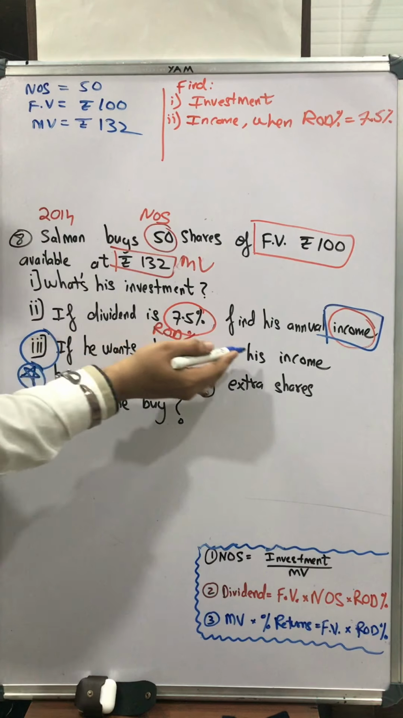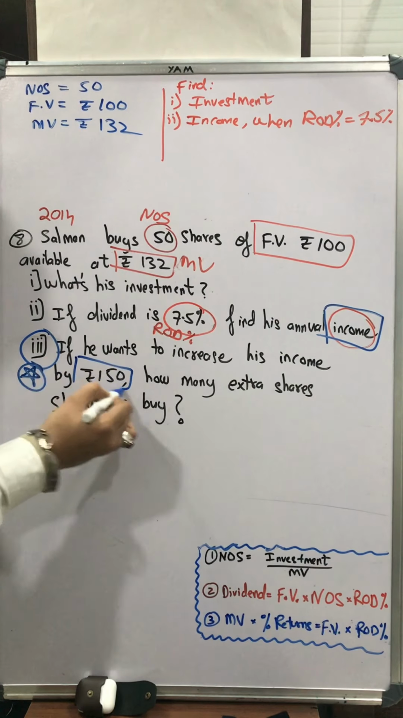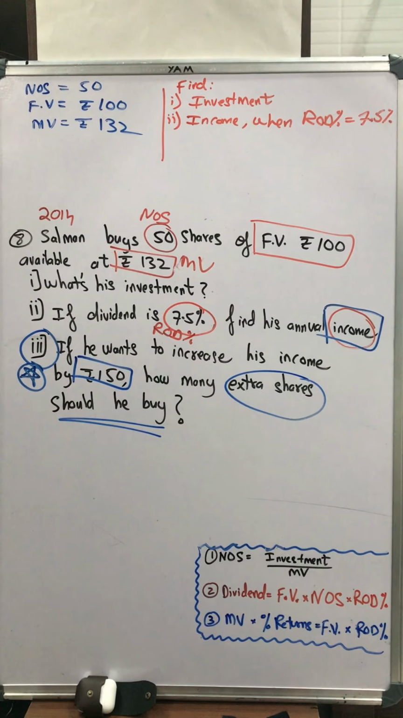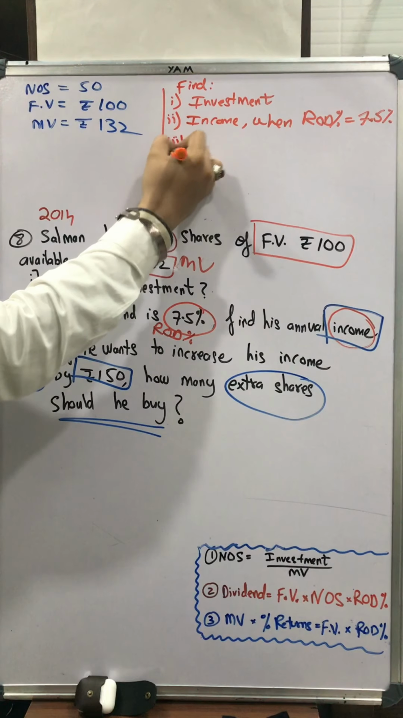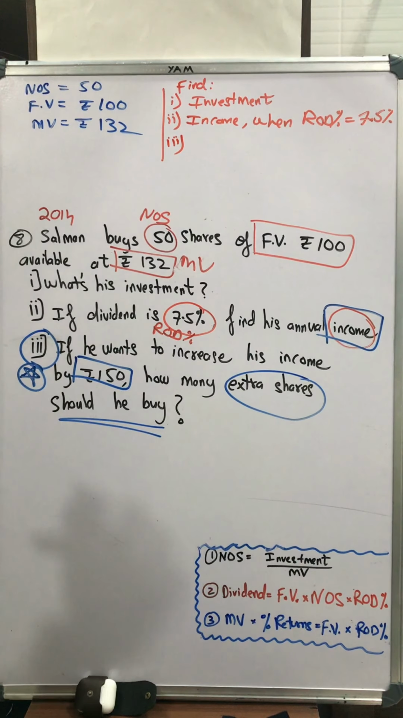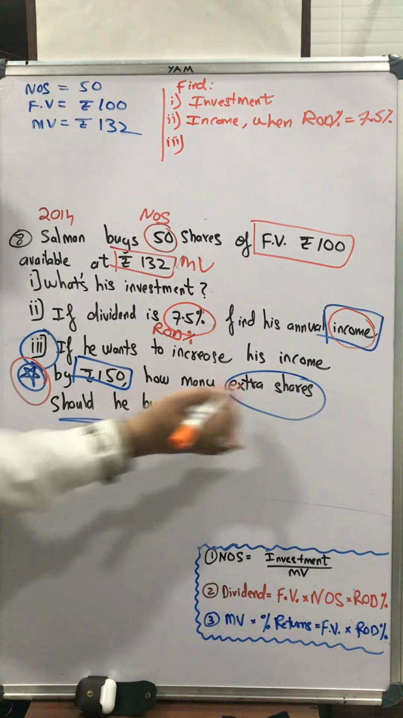But if he wants to increase his income, whatever income comes here, if he wants to increase his income by rupees 150, how many extra shares should he buy? So the third sub question is very important. If he wants to increase his income by rupees 150. Now students, please see here. This is a very, very important scenario. Very important. I marked a star. Salman wants to increase his income by how much rupees? By 150. So how many extra shares should he buy?